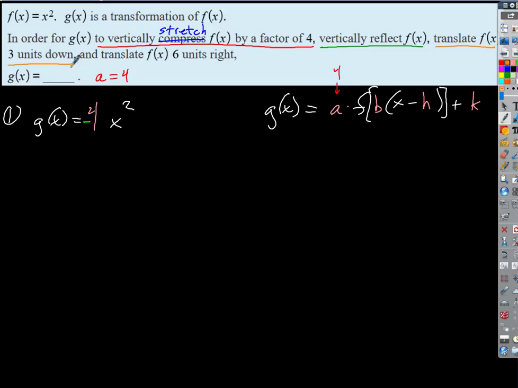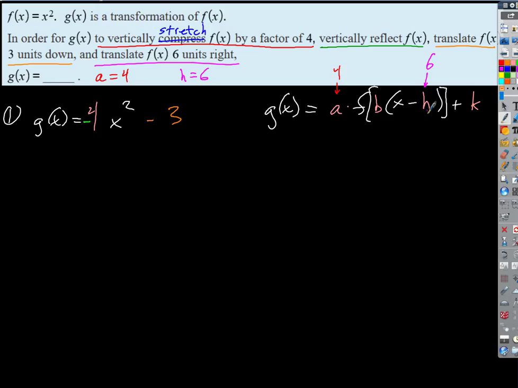Okay, we're going to translate f of x 3 units down. So what's that going to do? Move it down 3. Where does that go? That goes outside of everything. I'm just going to subtract 3. And then finally, if I want to translate 6 units to the right, what's that going to be? If I'm going to go 6 units to the right, you've got to go left. It's plus 6, so H is 6, so I'm going to subtract 6. That's telling me that H is equal to 6, so I'm plugging in a 6 right there, aren't I?